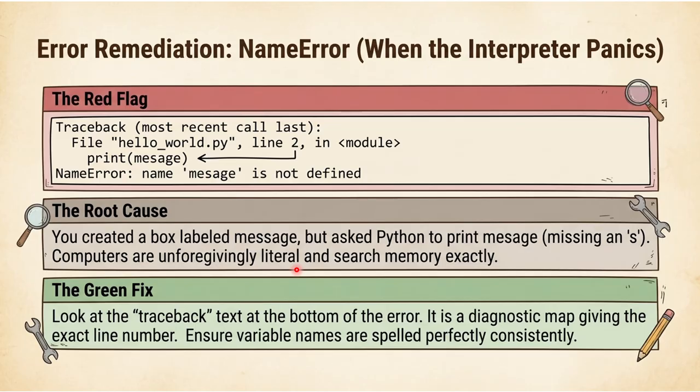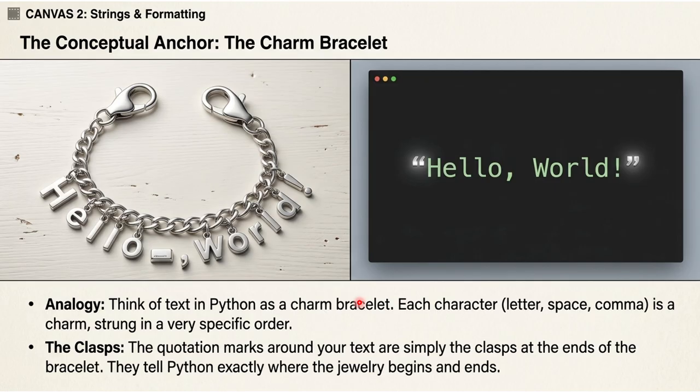Computers are unforgivably literal and search memory exactly. So it can't guess that by this single s message you mean this variable. It can't literally do that. So you need to make sure that whatever variable name you are assigning, that same variable name you are using in your print statement, and elsewhere in your program. That's what this slide says. So now let's move on to the next slide.